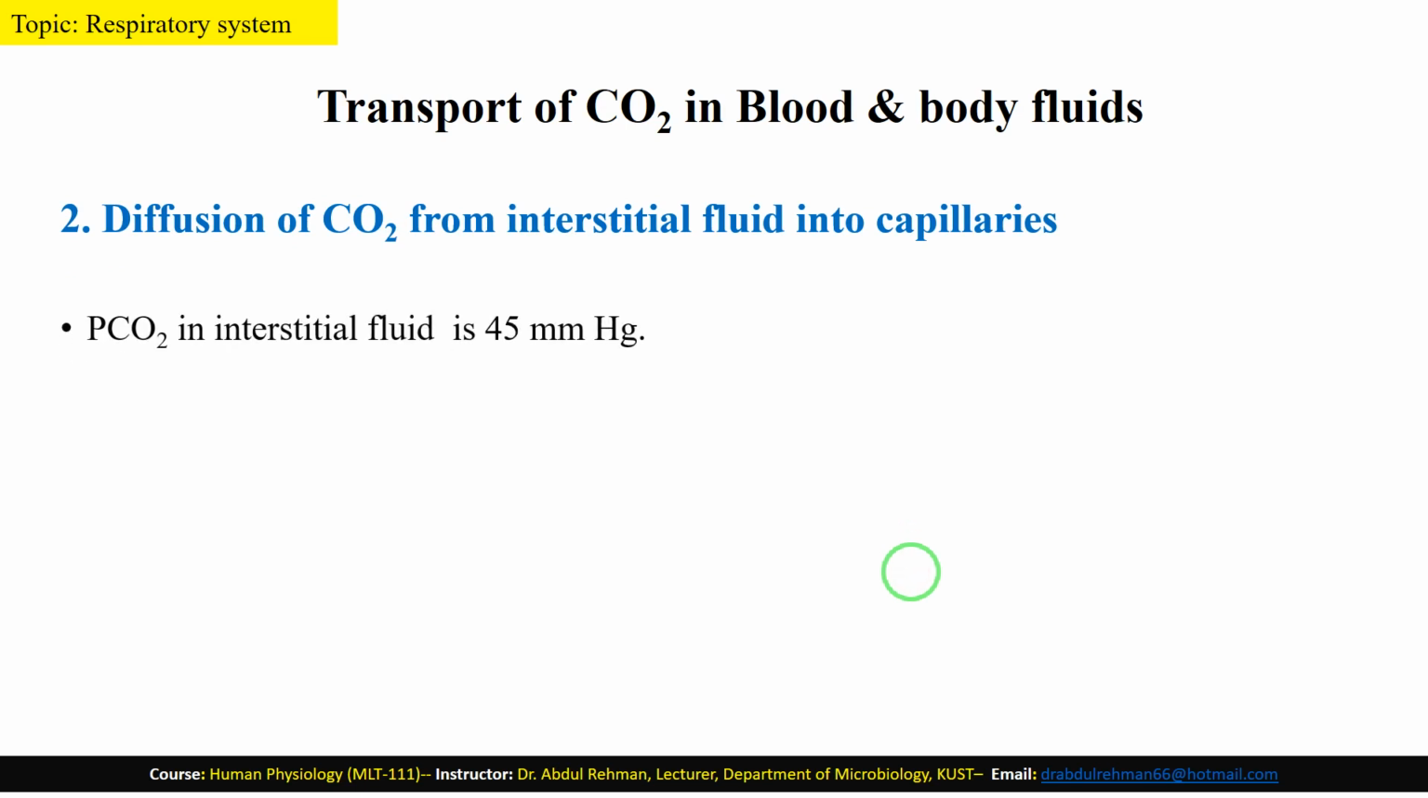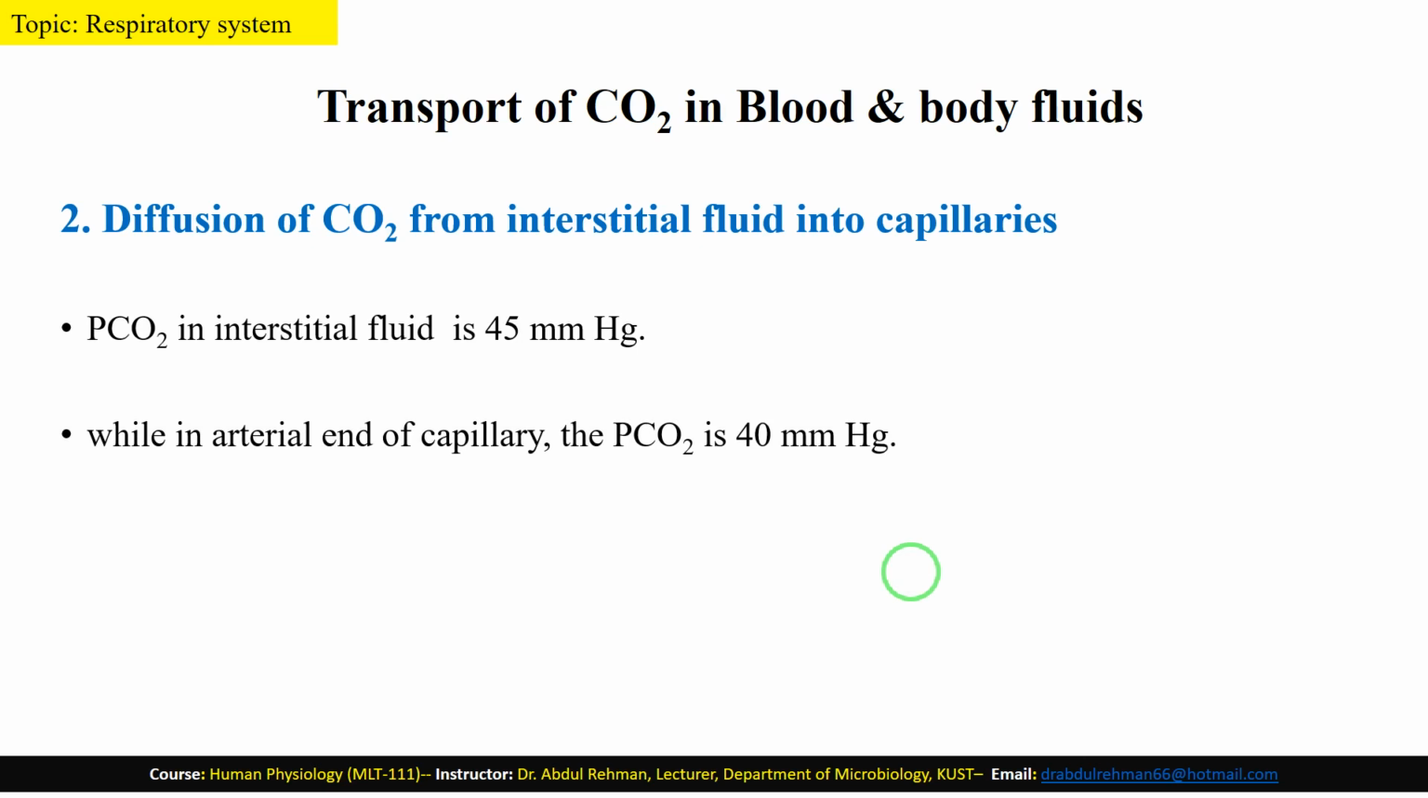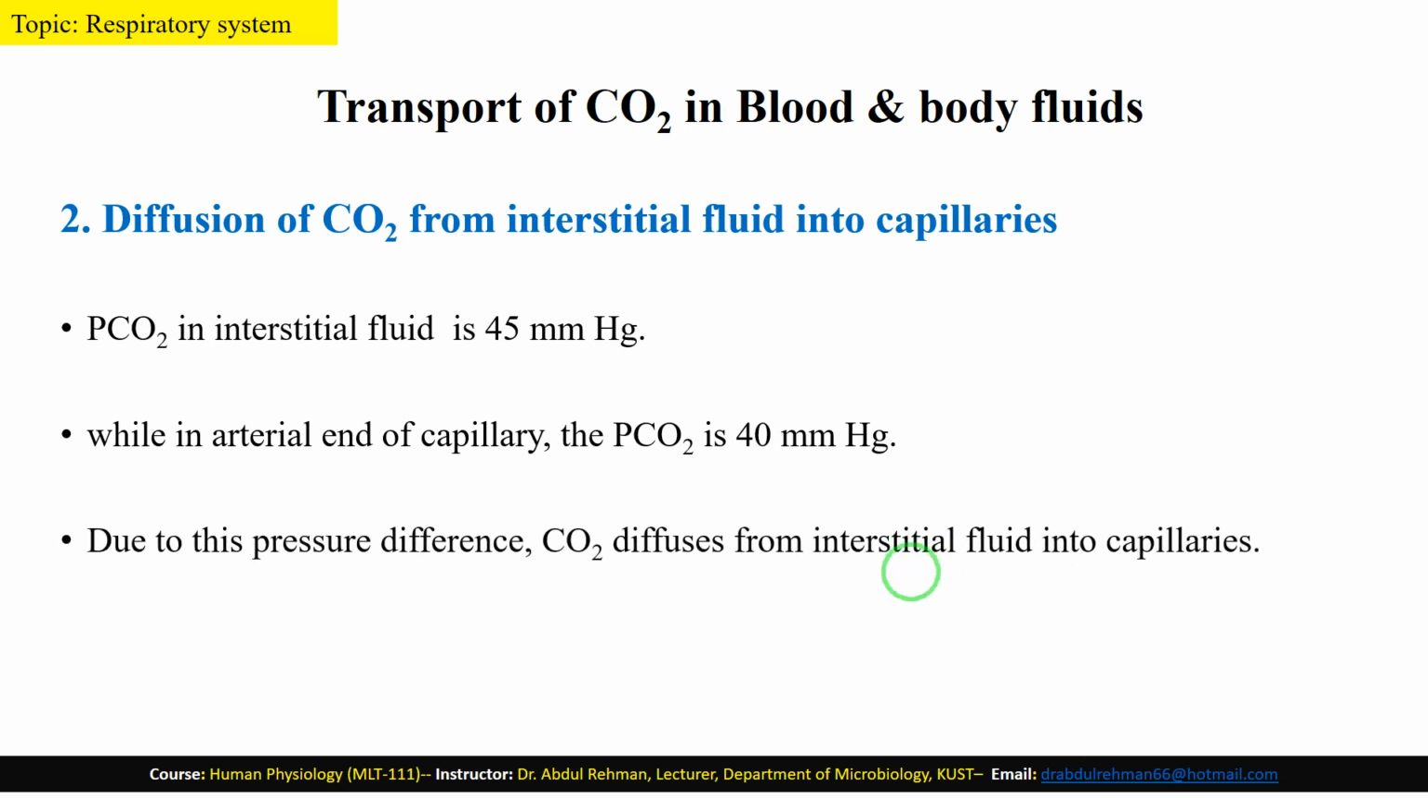The partial pressure of carbon dioxide in interstitial fluid is 45 mm Hg, while in blood capillaries the partial pressure of carbon dioxide is 40 mm Hg. So a pressure difference of 5 mm Hg allows the diffusion of carbon dioxide from interstitial fluid into the blood capillaries.